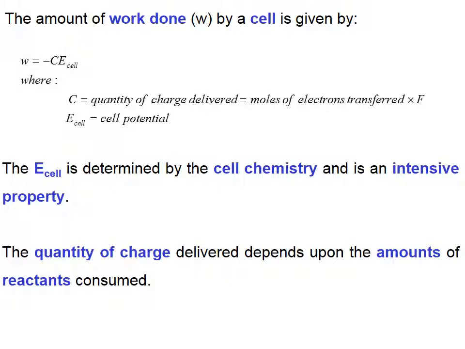So the amount of work that can be done by a cell is the charge transferred multiplied by the potential of the cell. The potential is determined by the cell chemistry. It's an intensive property. It depends upon the identity of the anode and cathode reactions. The quantity of charge transferred is an extensive property. It depends upon the amounts of reactants that are going to be consumed. The more reactants that are consumed, the more charge that is transferred.